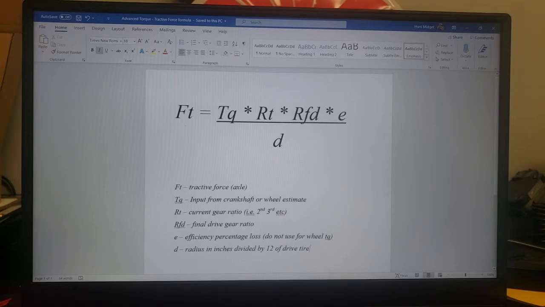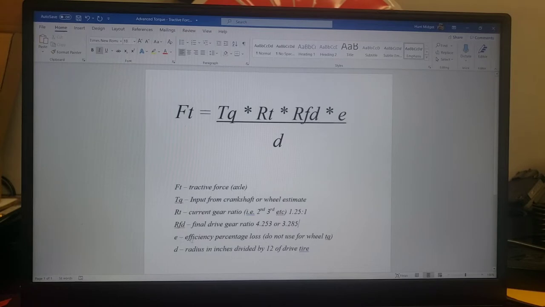RT is the current gear ratio, whether it's second or third or whatever. That's going to look something like, in most cases, 1.25 to 1. That's fourth gear for a V6. RFD, final drive gear ratio. If you have an Evo, it's going to be 4.253. My V6 is 3.285 as an example.